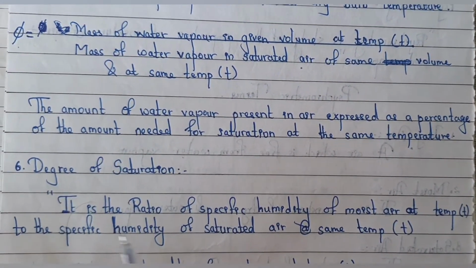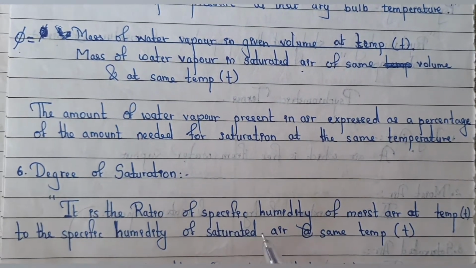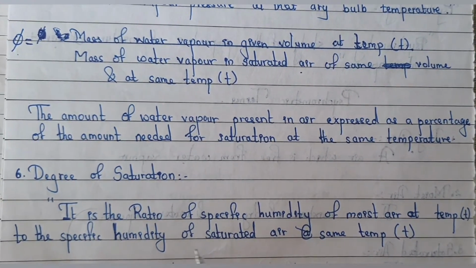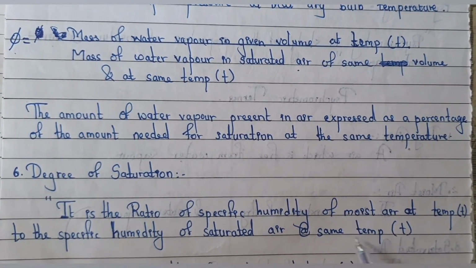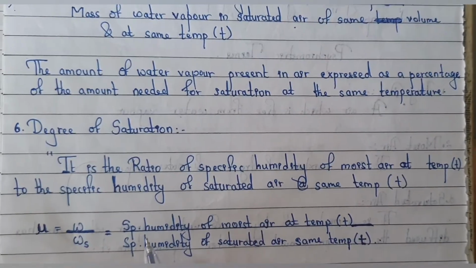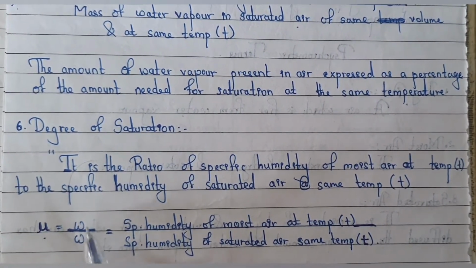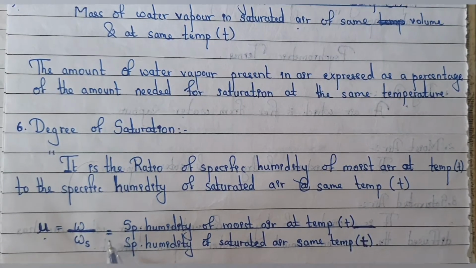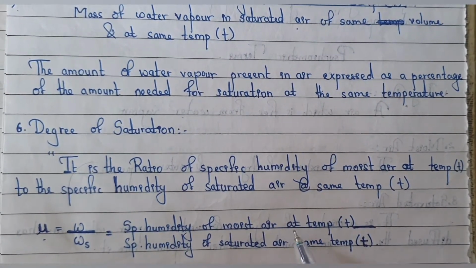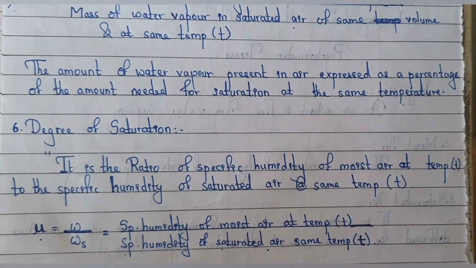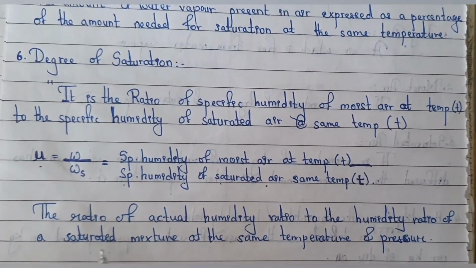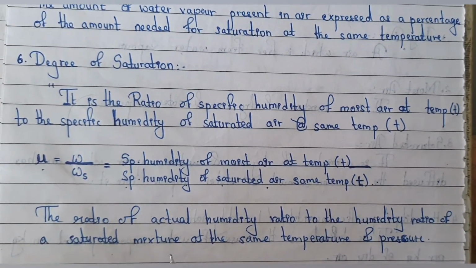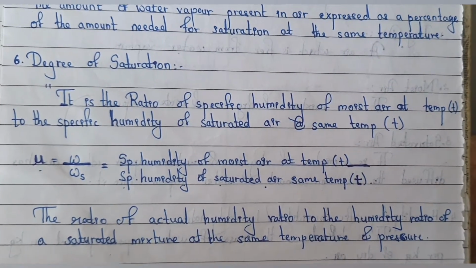Now our next point is degree of saturation. It is the ratio of the specific humidity of moist air at temperature T to the specific humidity of saturated air at the same temperature T. It is denoted by mu, which is equal to W divided by Ws. I have denoted this for better remembering. That is the specific humidity of the moist air to the specific humidity of saturated air. In other words, it is the ratio of the actual humidity ratio to the humidity ratio of a saturated mixture at the same temperature and same pressure.